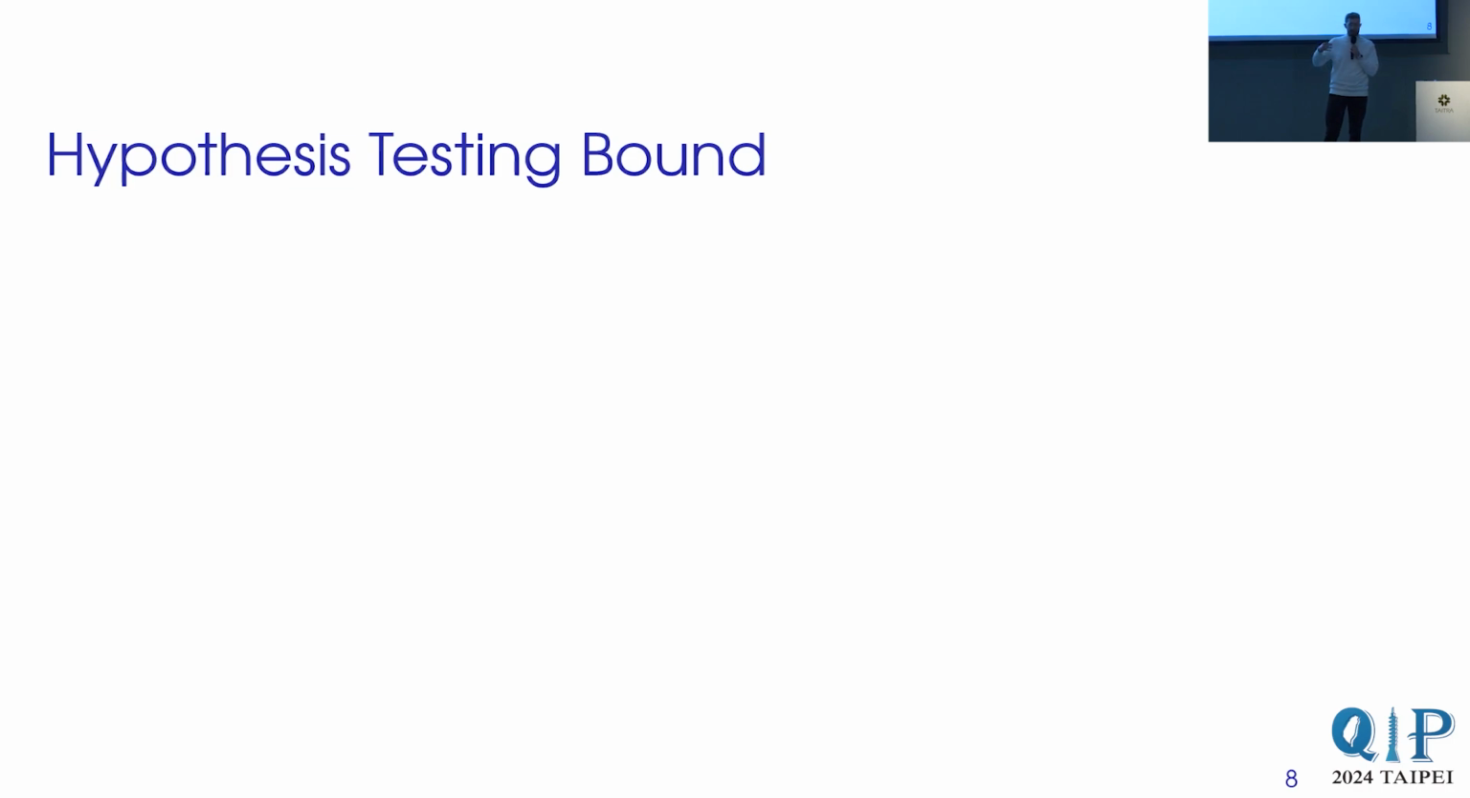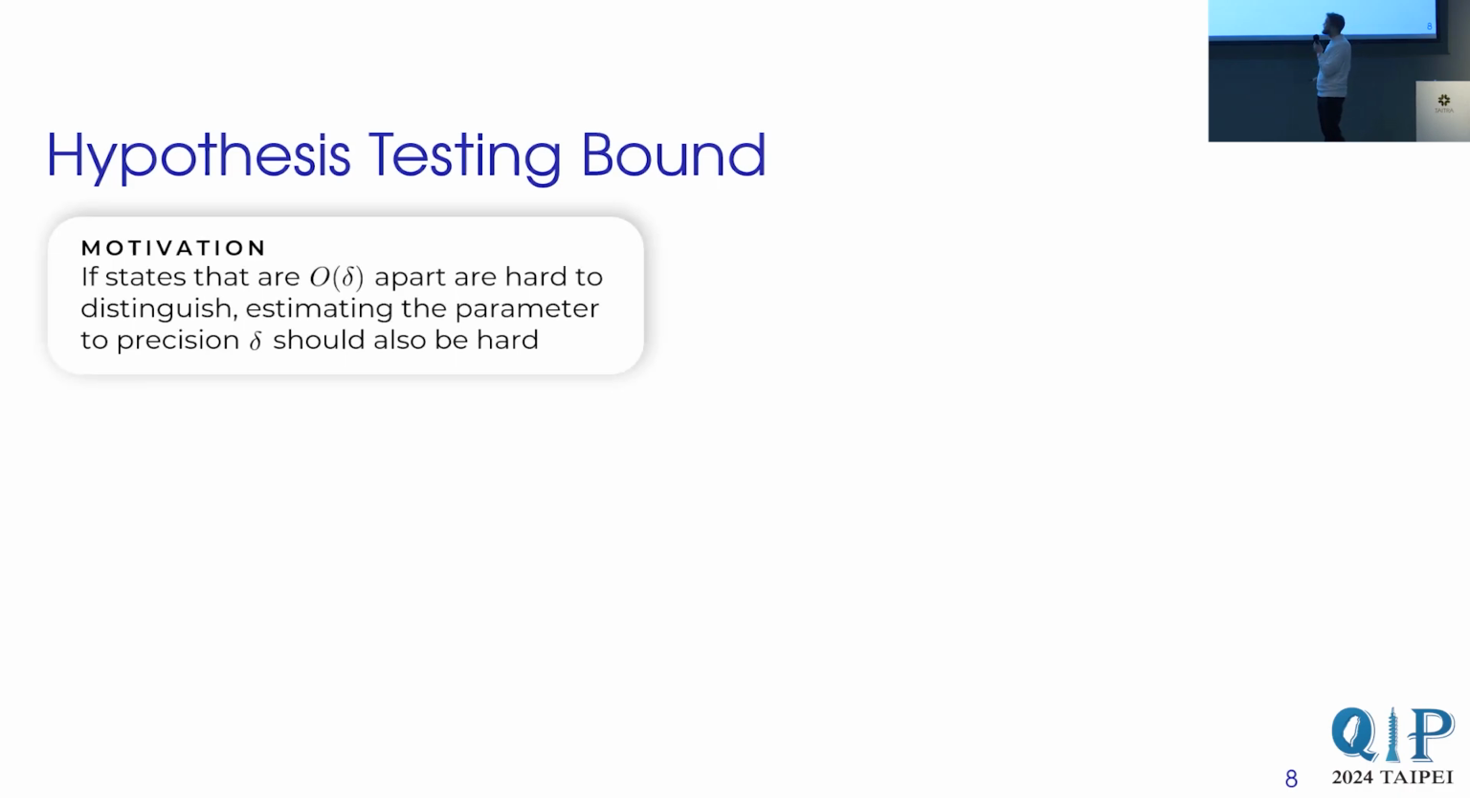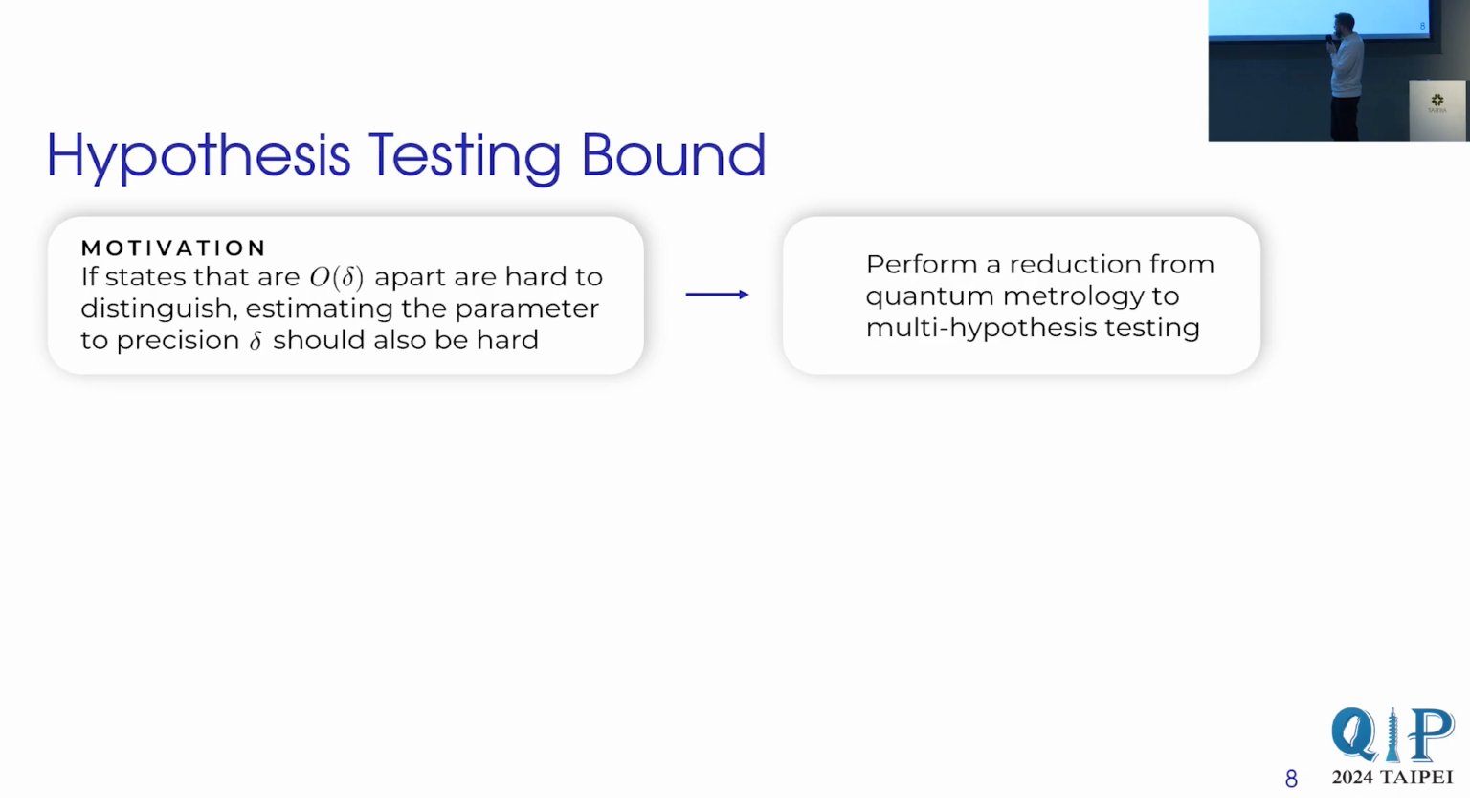And what we do here is we can connect it to hypothesis testing to also get a fundamental bound. The motivation is that we expect that if we want to estimate the parameter to precision delta, but states that are only delta apart in the parameter are hard to distinguish, then sensing the parameter should also be hard. And we make this intuition formal by performing a reduction from quantum metrology to quantum multi-hypothesis testing. In our case, it's a metric case. So basically the task is, somebody is giving you states, and your task is to design a measurement that tells apart these states. And the proof is actually quite simple, so I can show it to you.